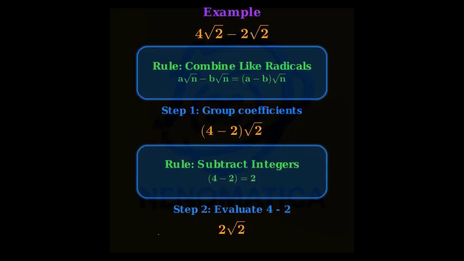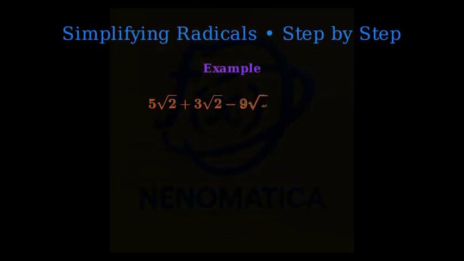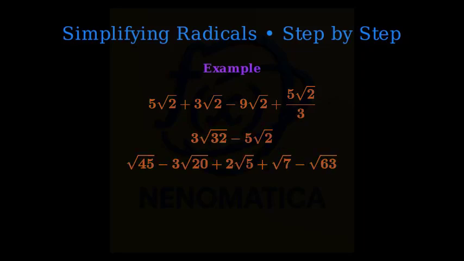Quick recap. The expressions are 5 root 2 plus 3 root 2 minus 9 root 2 plus 5 root 2 over 3, 3 root 32 minus 5 root 2, and square root 45 minus 3 root 20 plus 2 root 5 plus root 7 minus root 63.